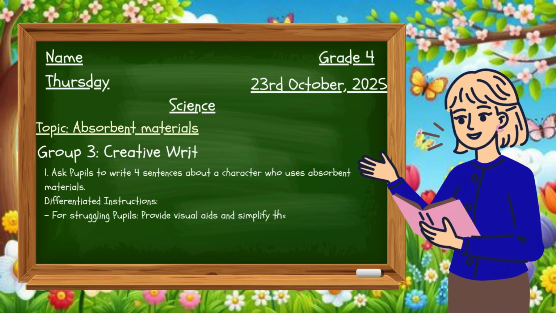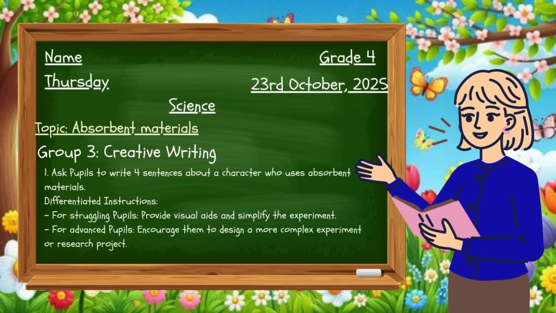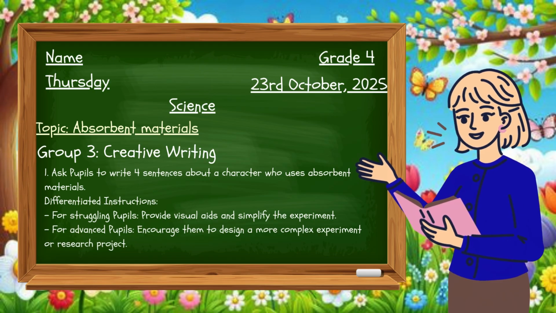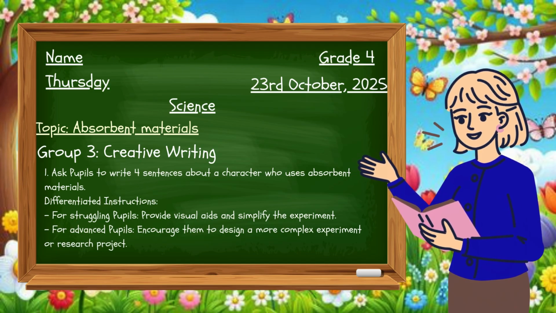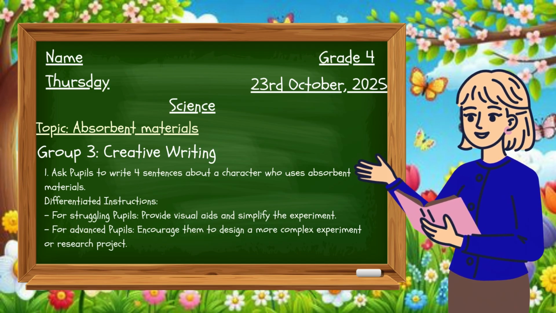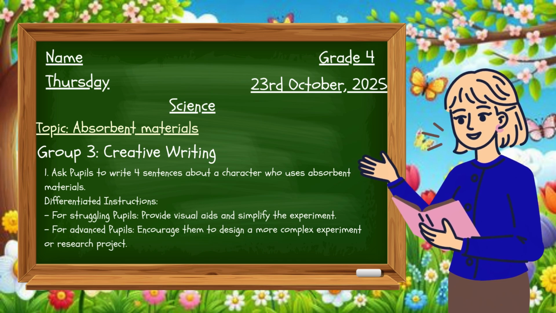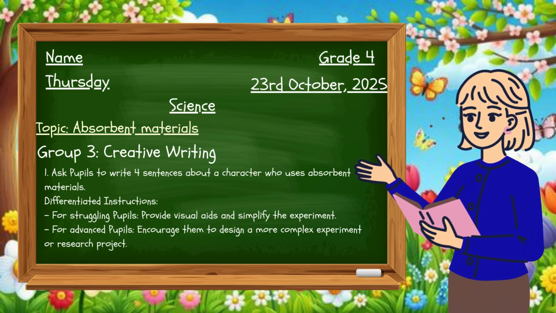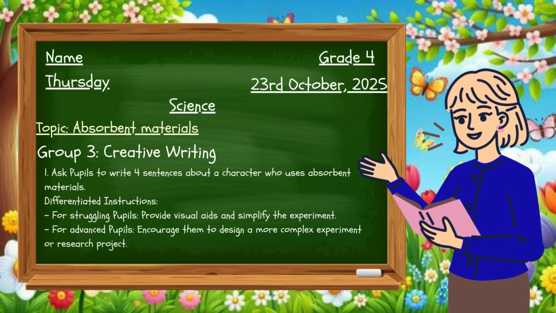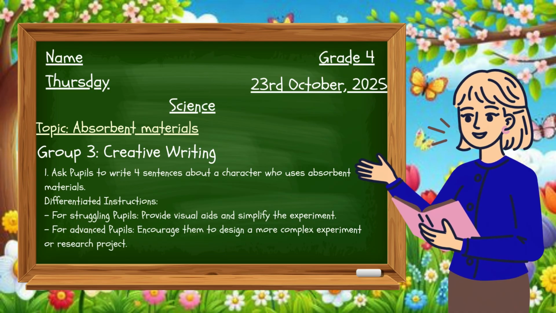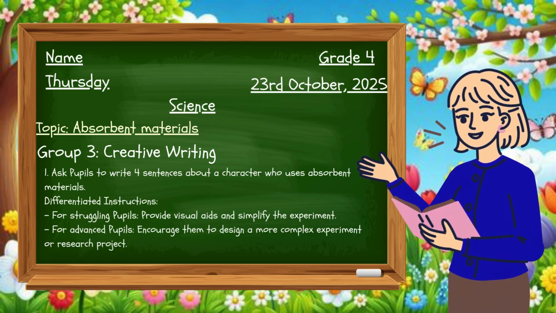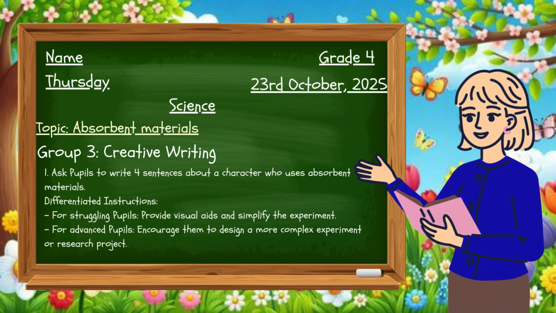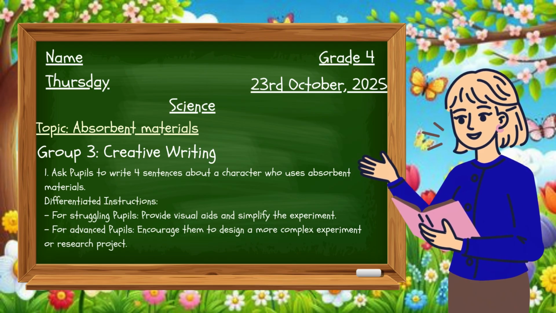Group 3 activity is based on creative writing. First, create 4 fun sentences about a character who uses absorbent materials. Differentiated instruction for struggling learners: provide aids and step-by-step guidance. The teacher would help with measuring water or reading for pupils to simplify the experiment.